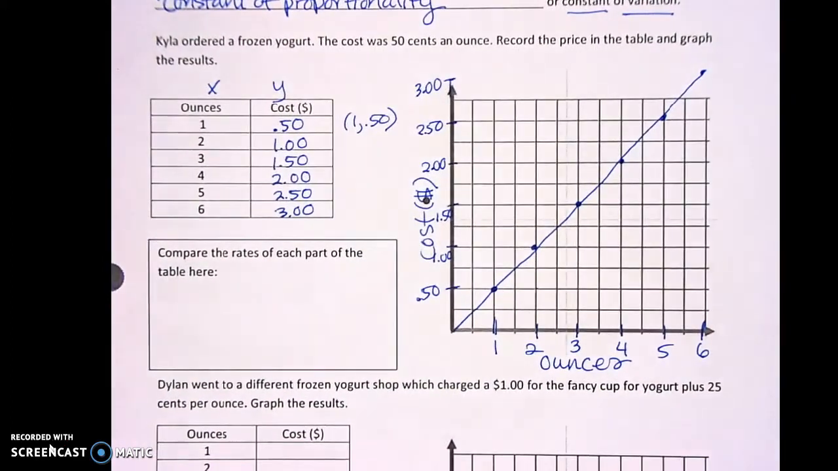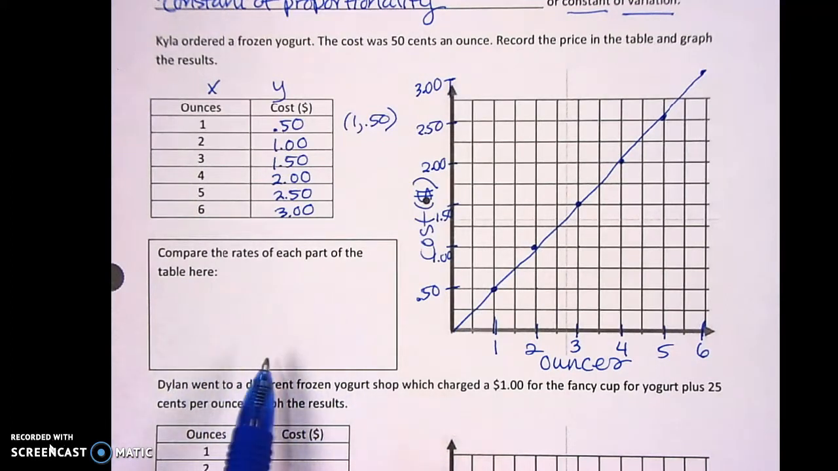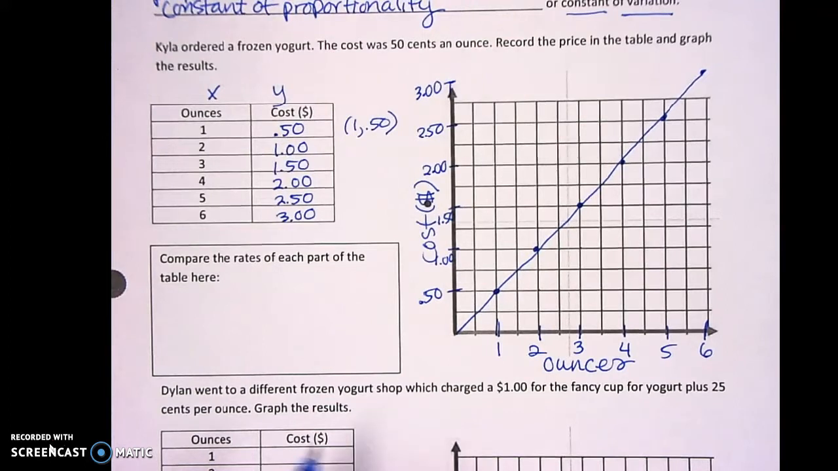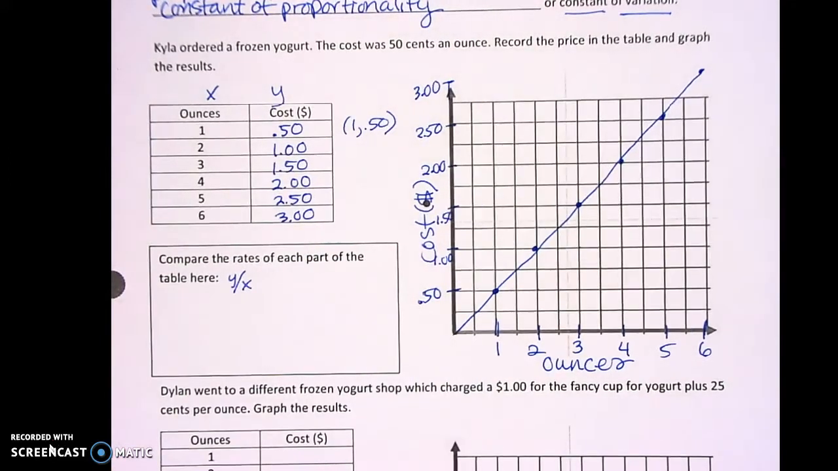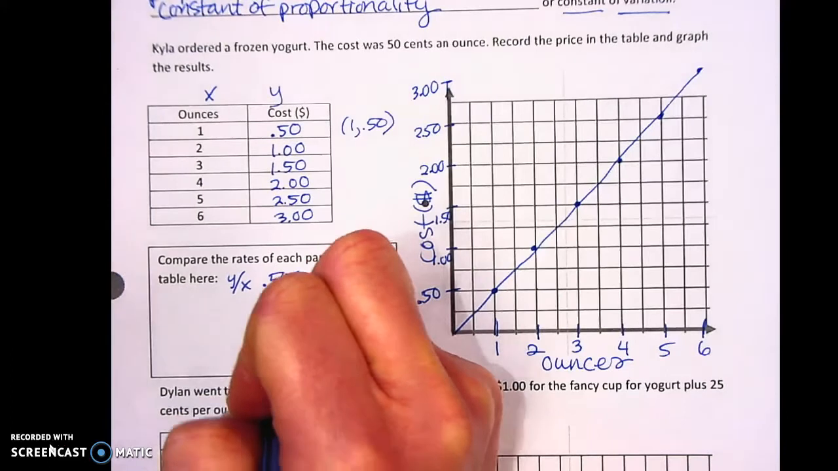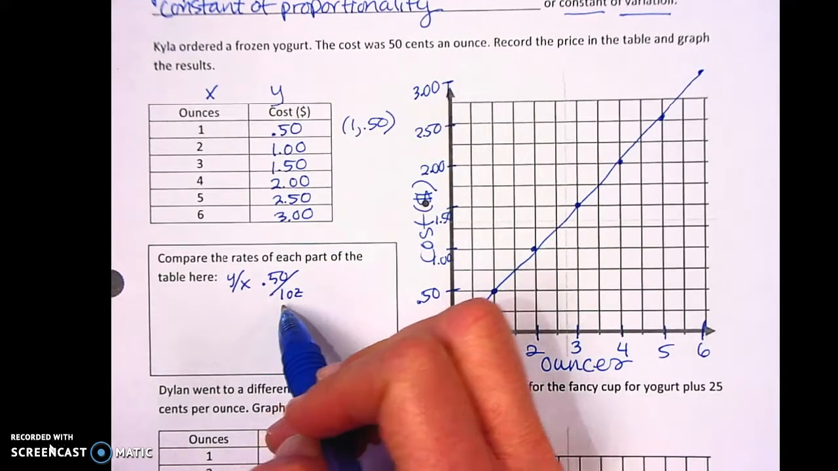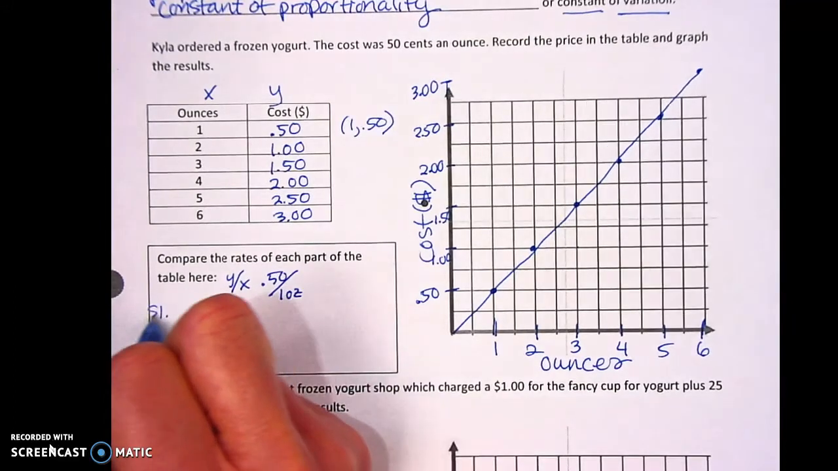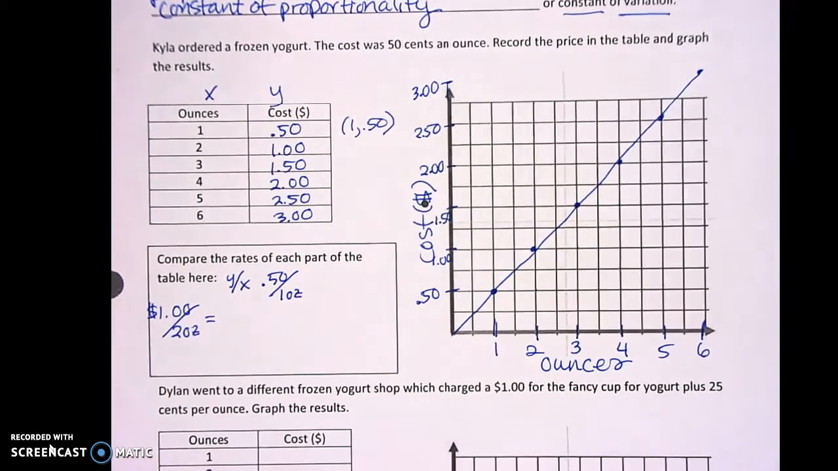Okay, now we're going to be analyzing this a little bit more. In the box here, compare the rates of each part of the table here. All right, let's start with the easy one. 1 ounce is 50 cents. A reminder again, we're always doing y divided by x every single time we find a unit rate. So I can start with 50 cents per 1 ounce, and that already is a unit rate because it has a denominator of 1. Do the next one, $1 per 2 ounces, and we are always dividing.